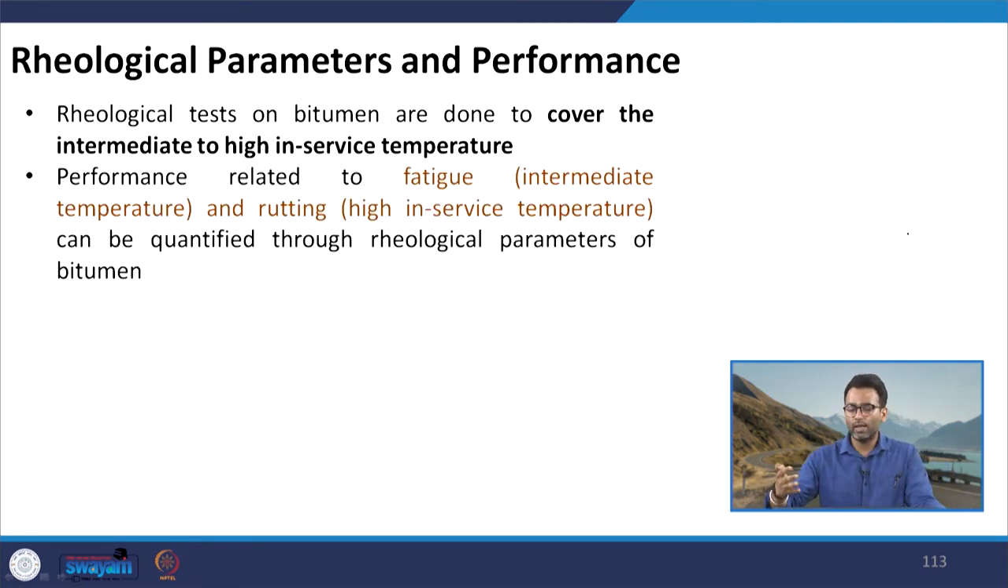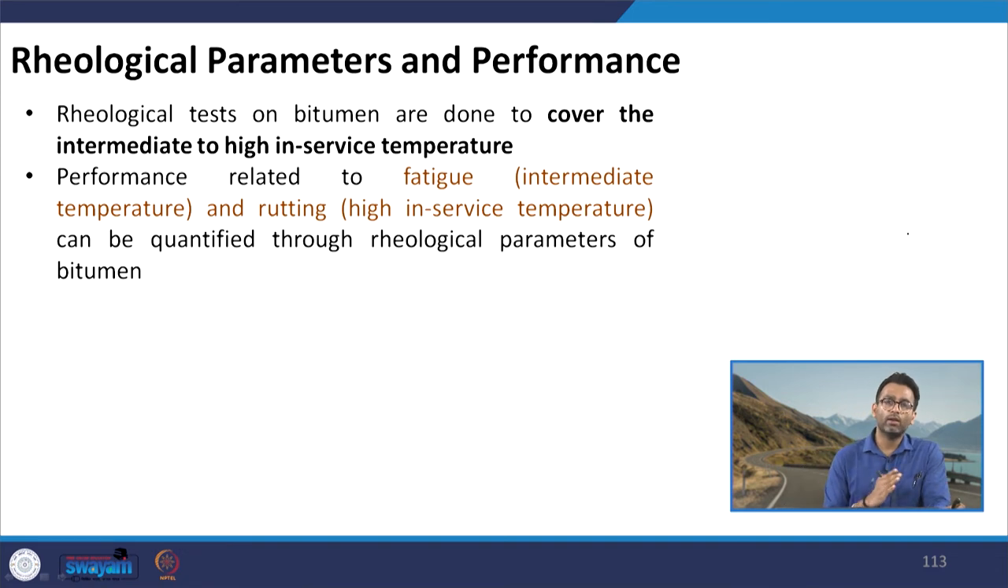As I said, DSR is typically used to cover a range of temperature between the intermediate in-service temperature range and the high in-service temperature range. So, what are the distresses we are targeting? At the intermediate in-service temperature, usually the distress which occurs is fatigue cracking. So, the responses at the intermediate temperature, I will correlate with the susceptibility of the bitumen to fatigue cracking.